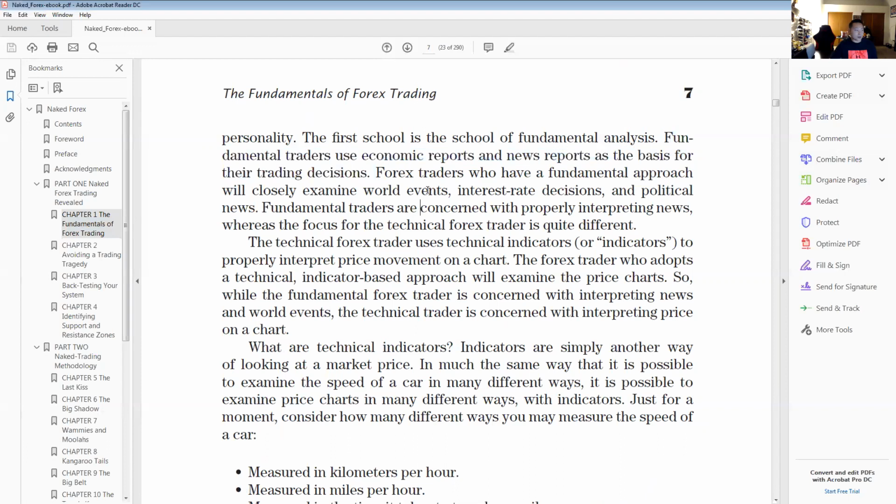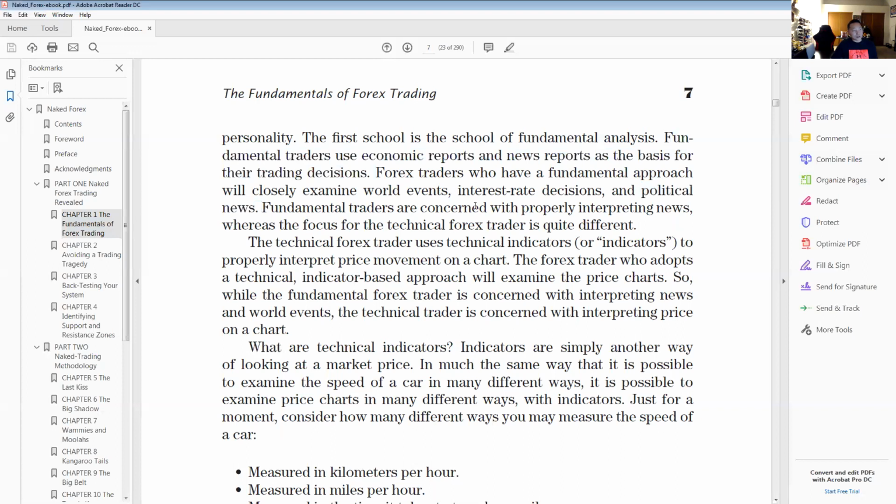Let's see, Forex traders have a fundamental approach where they closely examine world events, which I do. Interest rate decisions and political news. I talk a lot about political news in all my videos. They even say this too. Even Currency Trading for Dummies talks about it. You never know what to expect for the foreign exchange market. Trump is crazy when he's speaking. You never know what comes out of his mouth and could impact the markets in a matter of seconds. That's how crazy political news can impact the foreign exchange market. A lot of people don't believe in that, but I see that all the time now.